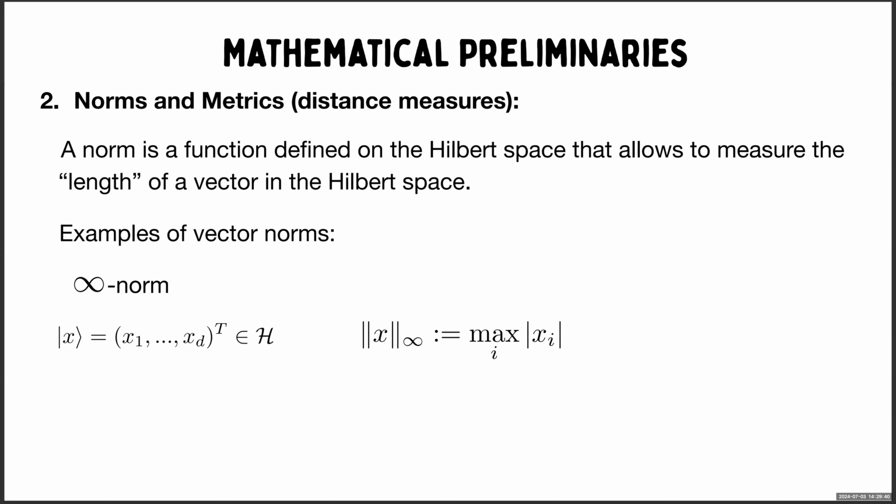The other important norm that you might see will be the infinity norm, and this infinity norm is just the maximum of the absolute values of all of the entries in the vector. That would be the infinity norm. You can obtain the infinity norm from the p norm by just taking p going to infinity.